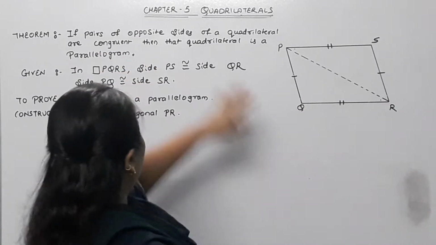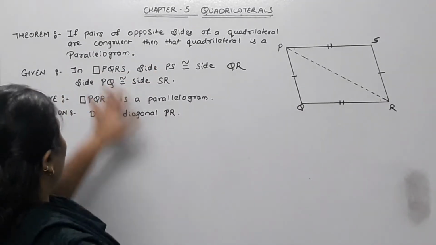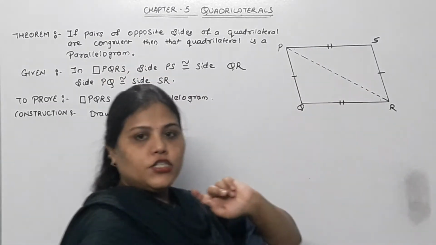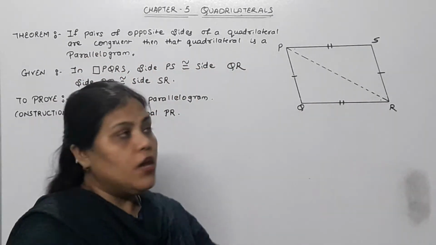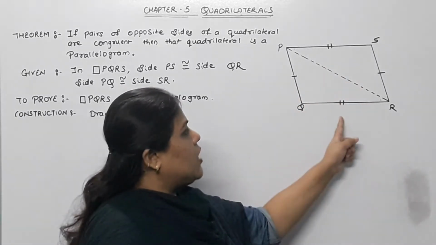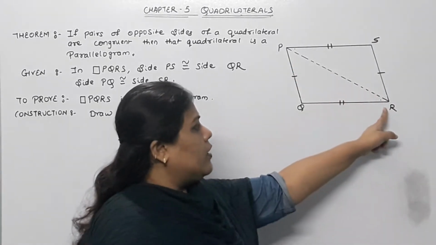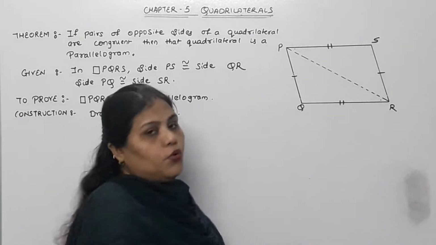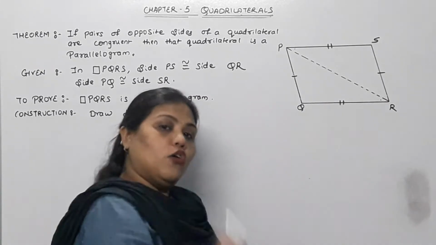Now we have the theorem: if a pair of opposite sides of a quadrilateral are congruent, then that quadrilateral is a parallelogram. Now here in this quadrilateral PQRS, opposite sides are given congruent, right? Now with the help of this diagonal, we have two triangles, right? Now we have to prove that the given quadrilateral is a parallelogram. Let's see how to prove that.